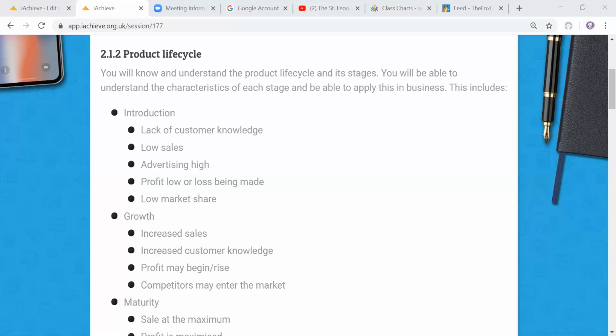Then look at using new packaging. How could using new packaging extend the life of a product? How does that work? And how could you apply that to vinyl records? Targeting new markets. Why would that extend the life cycle of a product? And how does that apply to vinyl records?